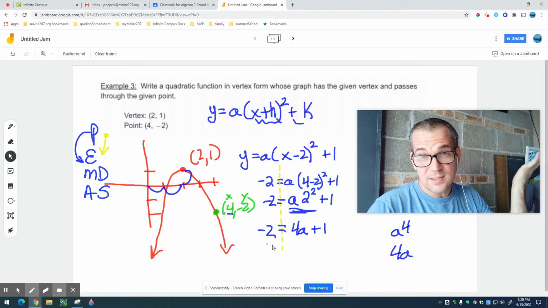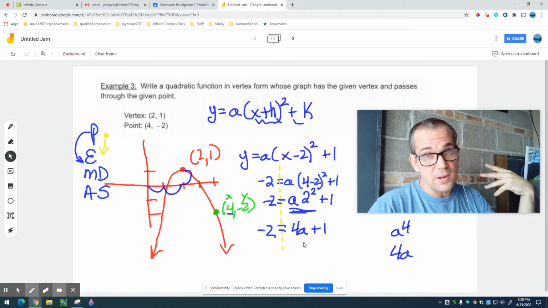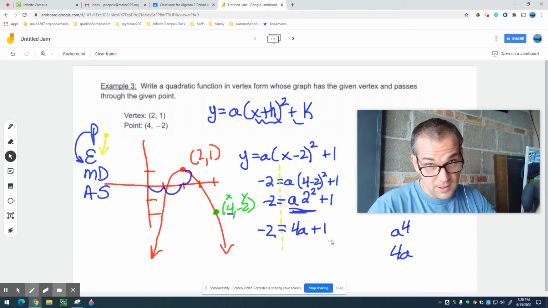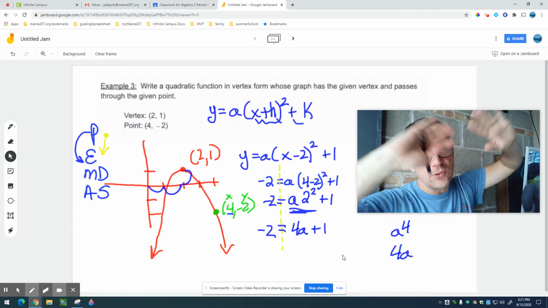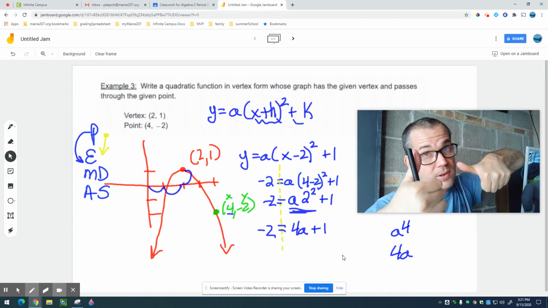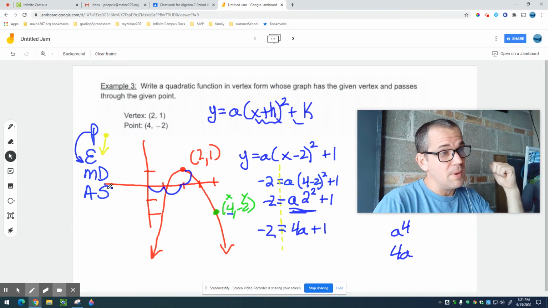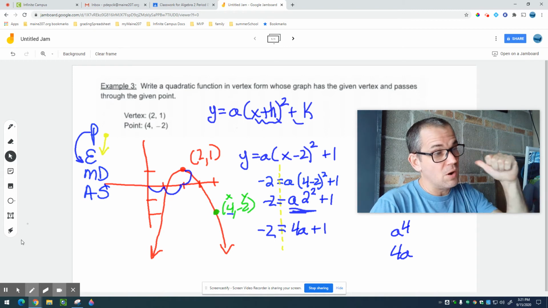Now, this side is as simple as can be. This side can be no more simple. It's as simple as it can be. All like terms are combined. All parentheses are gone. All exponents are gone. I can't do anything else to it. I'm ready to solve.